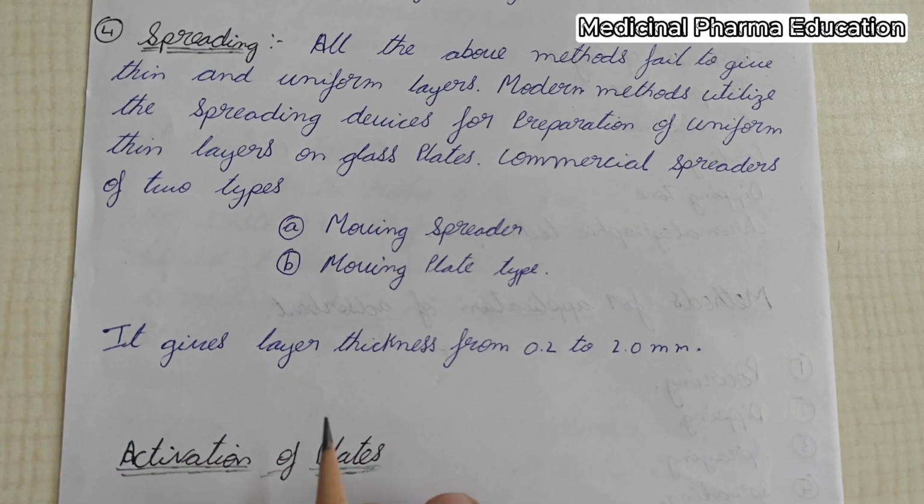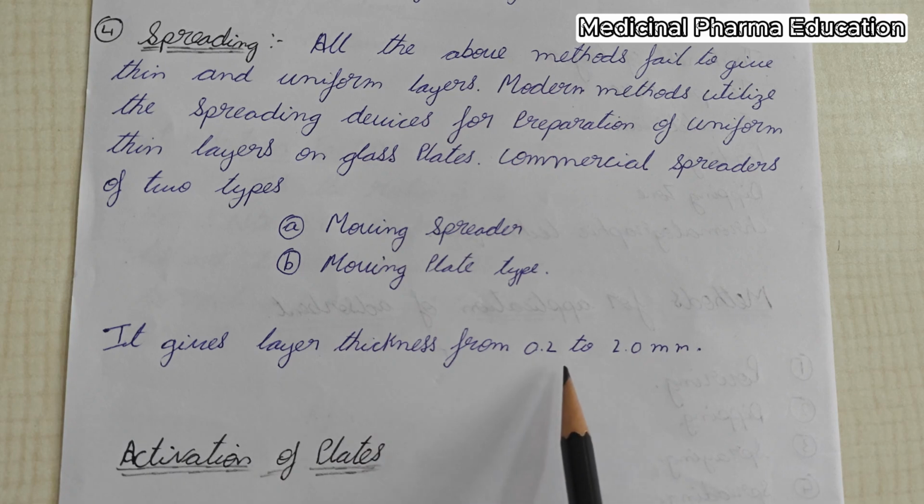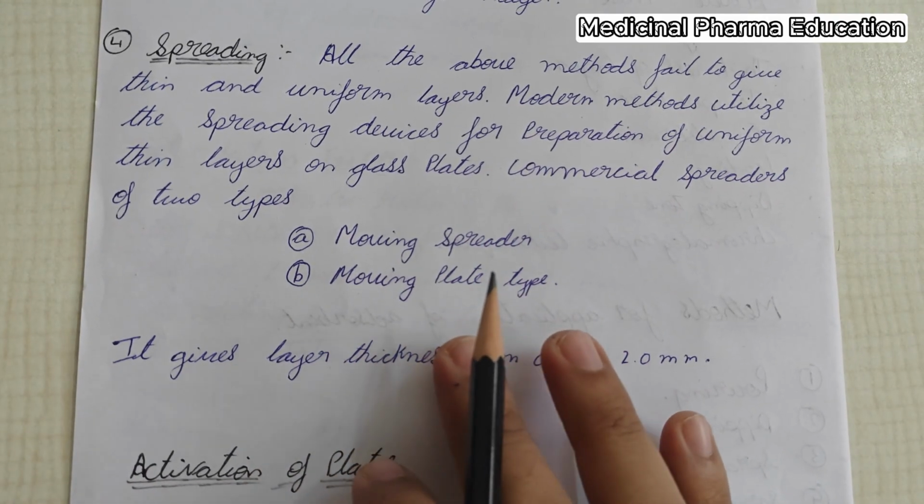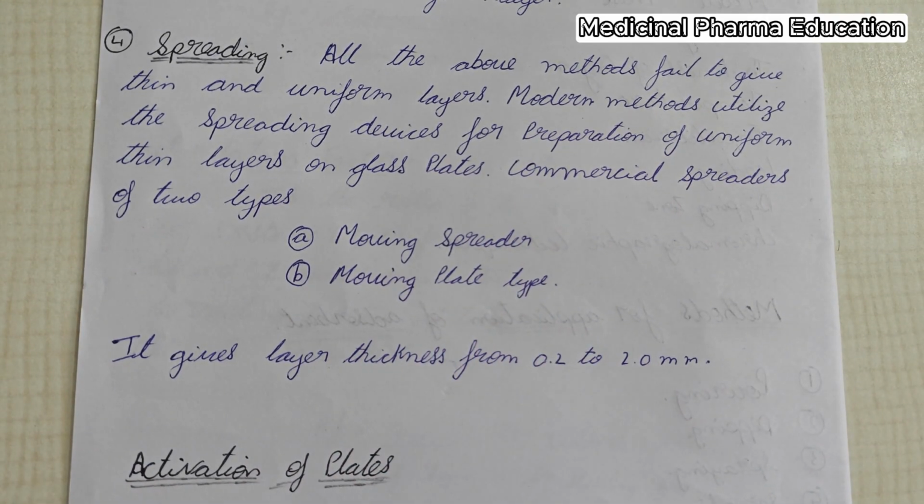So the thickness can be maintained from 0.2 to 2 millimeter. This is the most used one; spreading is the most used method in industry.